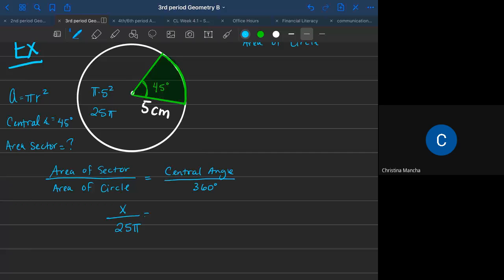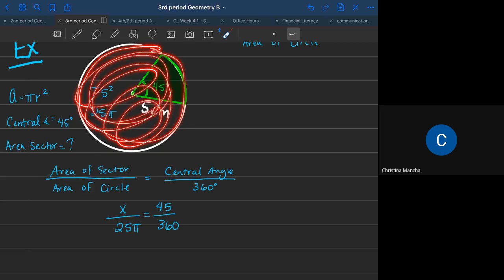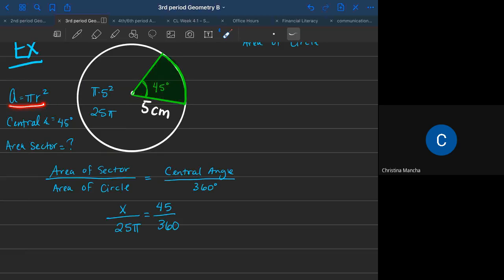equal to 25 pi. Over 25 pi equals 45 degrees over 360, because our central angle is this piece here. The full circle is 360. The area of the sector, that's the shaded part of that piece. Well, we don't know that, so that's why it's x. And then the full circle's area is found by area equals pi r squared, and this is our radius. So then 5 squared times pi is 25 pi.